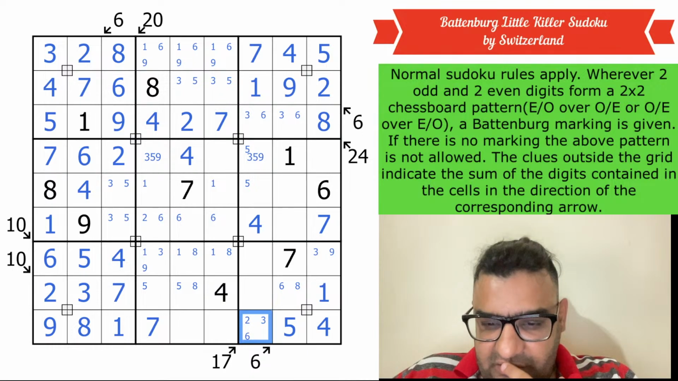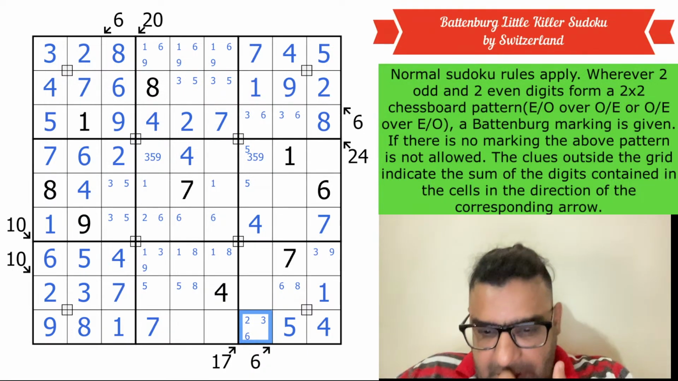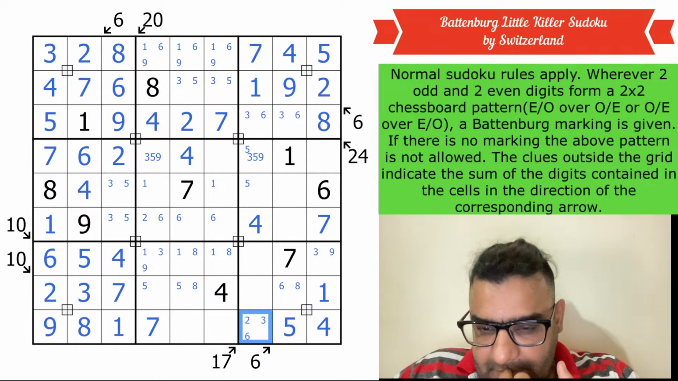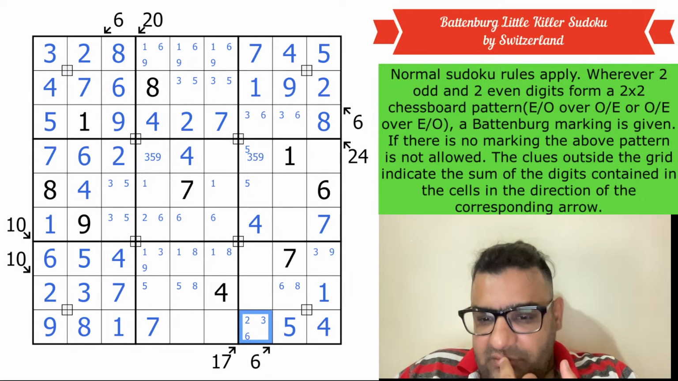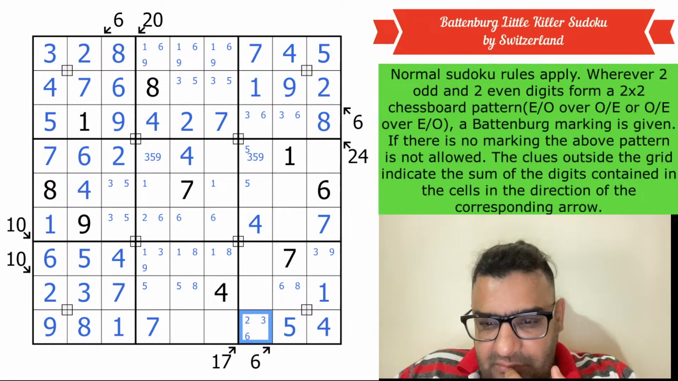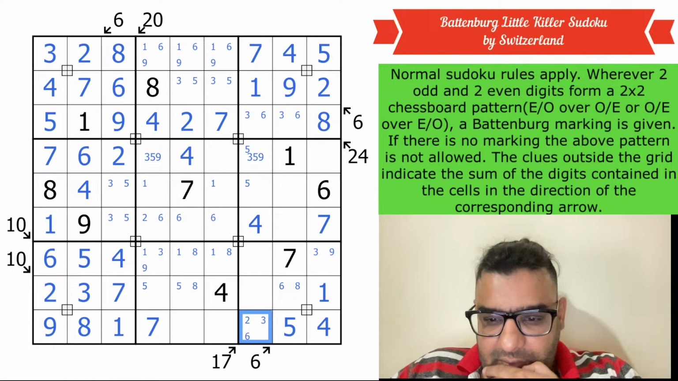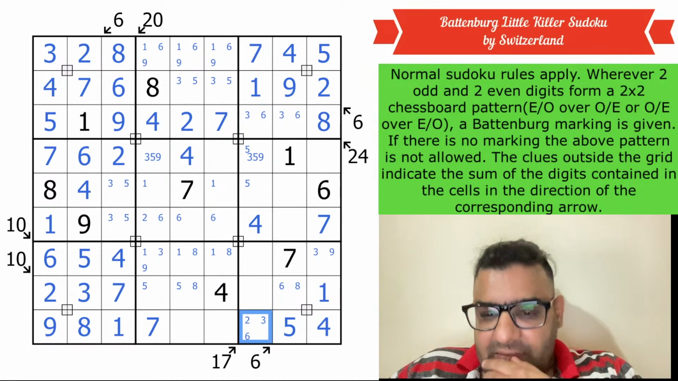I have to complete this 17 somehow, but it can have 2, 3, 6, 8 or 7, 9. Okay, if this is going to be 6, then this cannot be 6. How much is 2, 3, 5, and 6? 2 and 3 cannot be, it can be 8 and 6, 14.